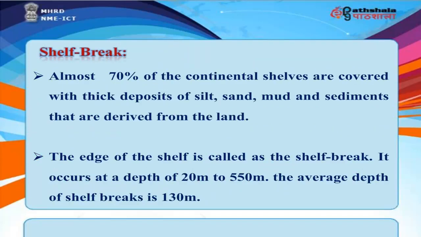Shelf break. Almost 70% of the continental shelves are covered with thick deposits of silt, sand, mud and sediments that are derived from the land. The edge of the shelf is called the shelf break. It occurs at a depth of 20 meters to 550 meters. The average depth of shelf breaks is 130 meters.